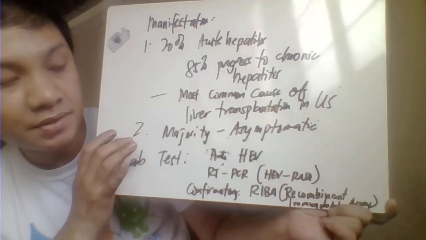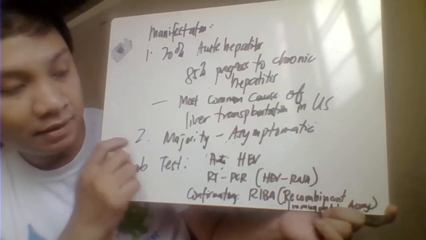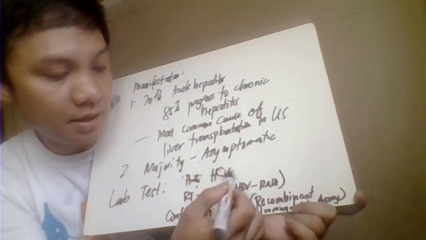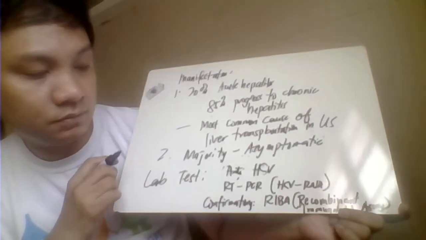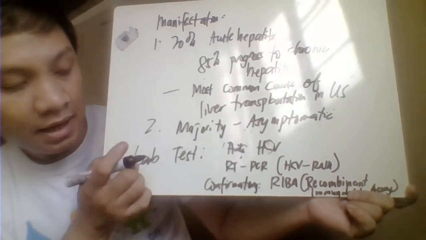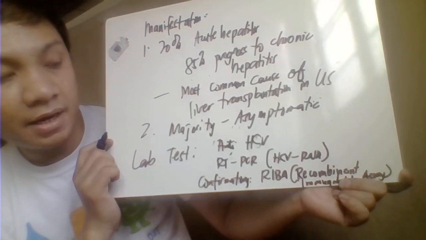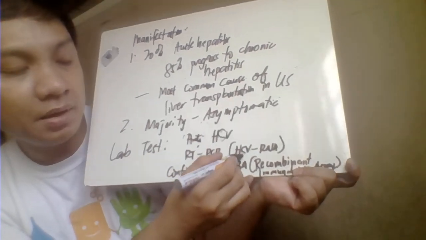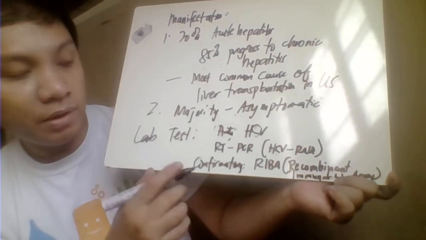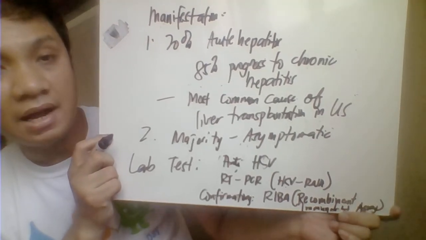For the laboratory tests, we're detecting for the antibody here, anti-Hep. Ay, wait lang, hindi pala siya. Hepatitis C pala ito. Okay, we have here anti-HCV antibody. And we have also your molecular tests, real-time PCR, your hepatitis C virus RNA, because this one is an RNA na virus. For your confirmatory test, you could have your RIBA or recombinant immunoblot assay.